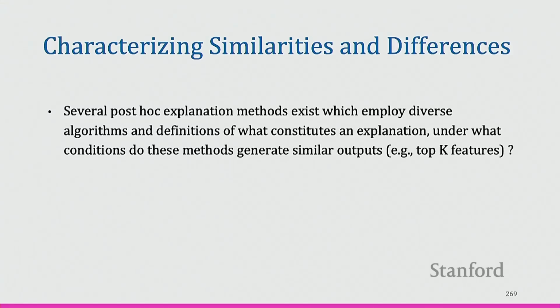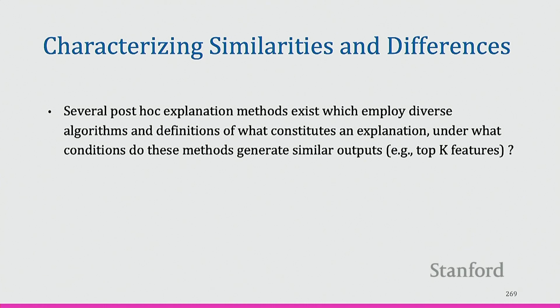We talked about how a lot of these methods actually disagree with each other in terms of the outputs they produce, right? But let's see what some open problems are there. Several post hoc explanation methods exist, employing diverse algorithms and diverse definitions of what even is an explanation. Some say rules are an explanation, others say importances are explanations, and so on. So under what conditions do these methods, or a subset of them at least, generate similar outputs? We want to try and quantify that, and that will also help us understand when they will give you similar outputs and when they will give you different outputs.